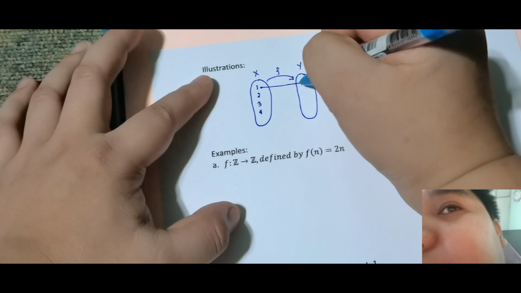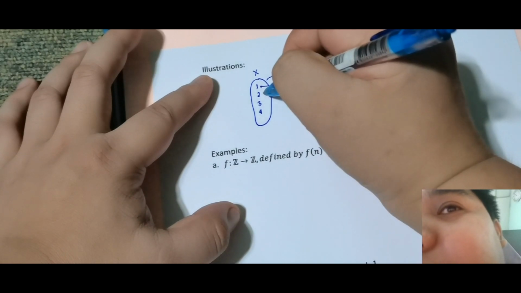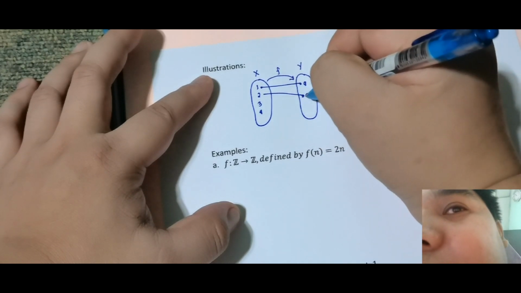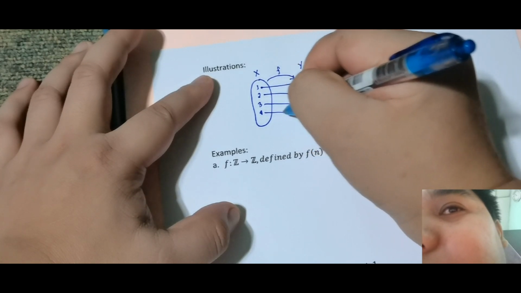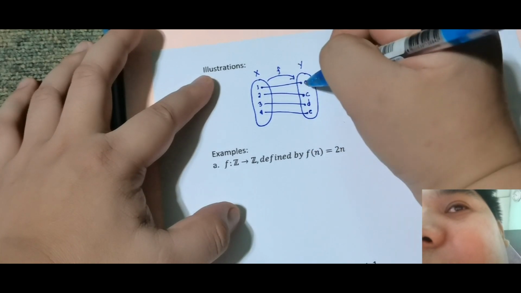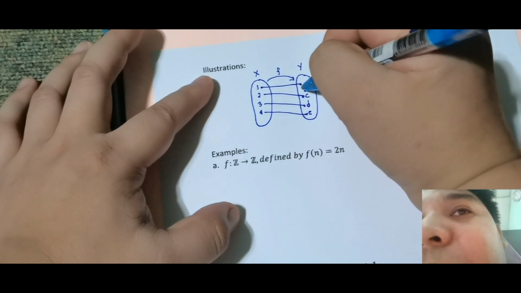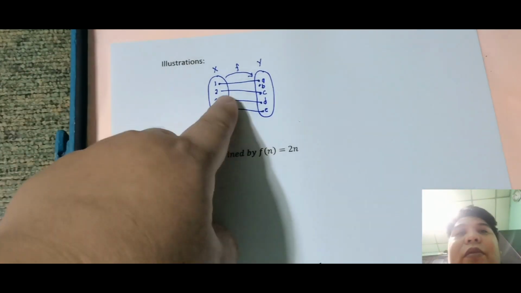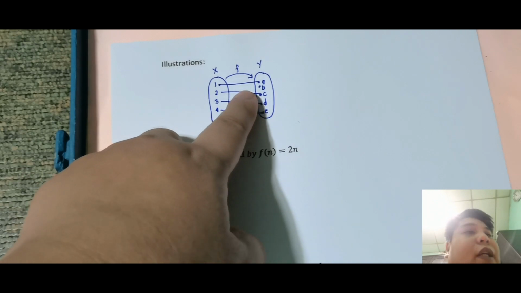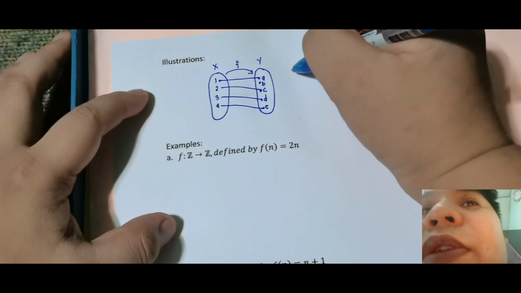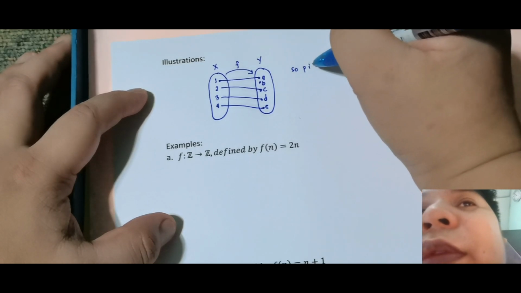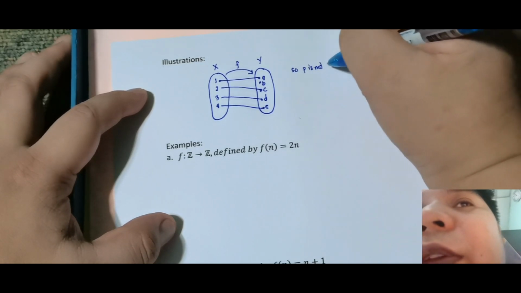Okay, so nagmap si 1 kay A. Nagmap si 2 kay C. Nagmap si 3 kay D. Nagmap si 4 kay E. Pero walang nagmap kay B. Okay, so kung napansin mo, si B, walang nagmap sa kanya. Okay, so therefore, dahil walang nagmap sa kanya, F is not onto.